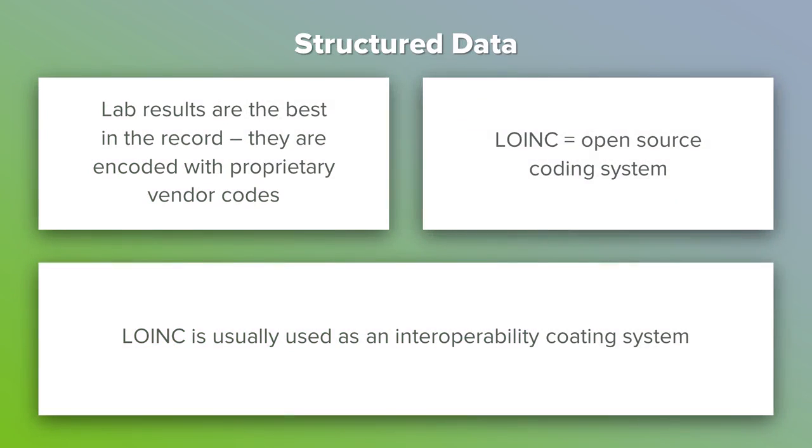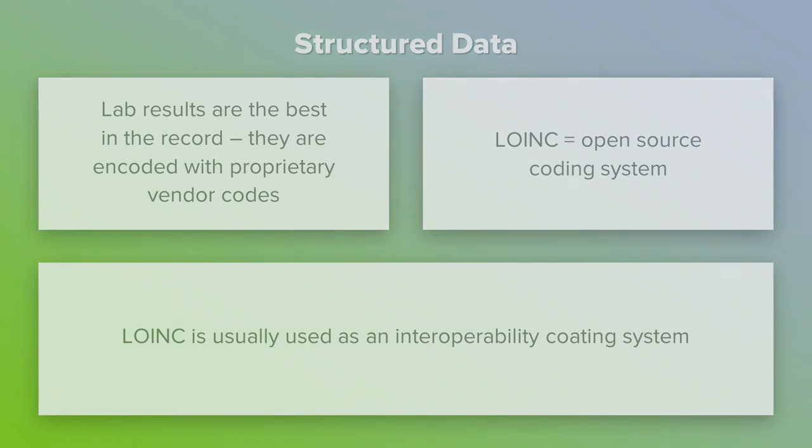Laboratory results are often the best structured data in the record because these are usually encoded with proprietary vendor codes. There is also an open source coding system that is used for observations that I discussed in the previous module called LOINC. The use of LOINC is scarce, and health IT groups mostly use it as an interoperability coding system when data are exchanged between systems. It is almost never used, however, natively within systems, and this is a problem.